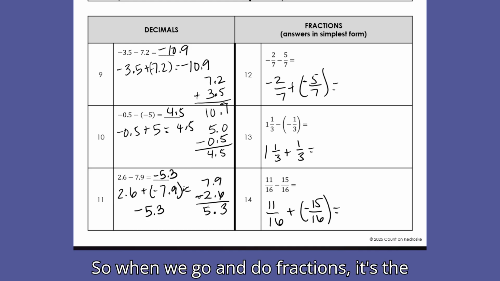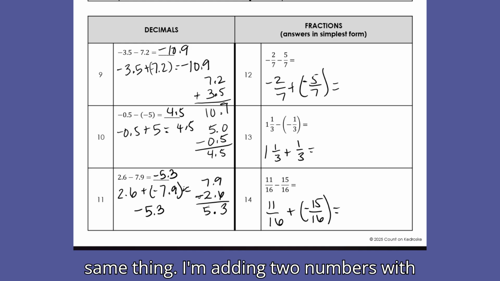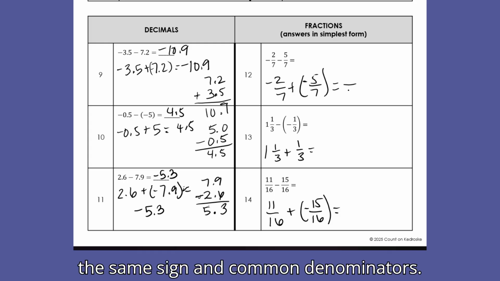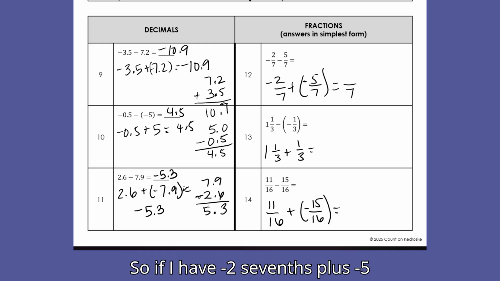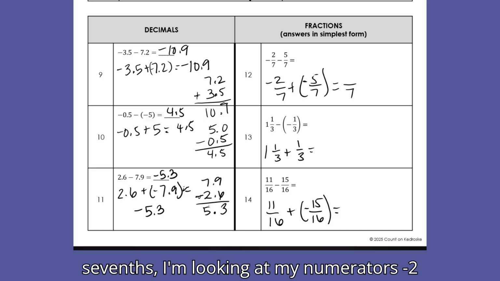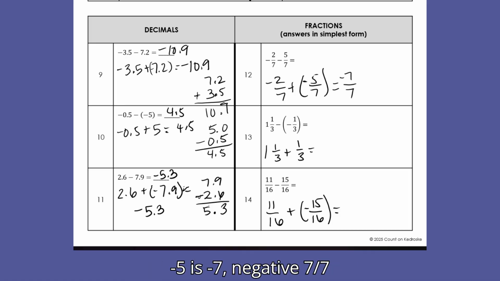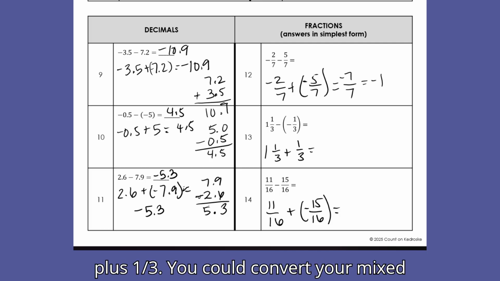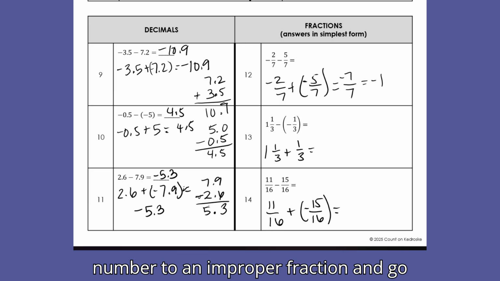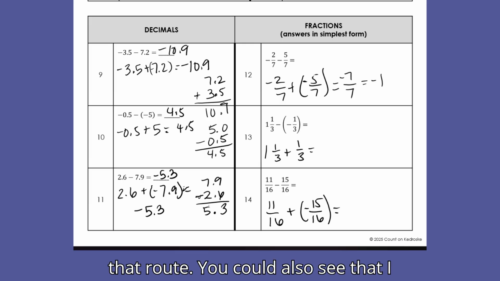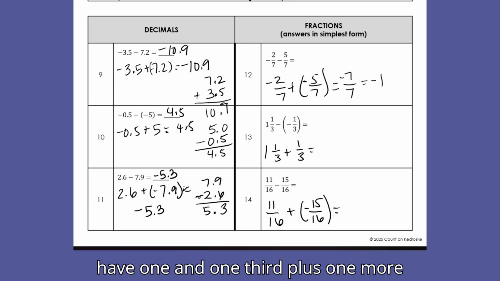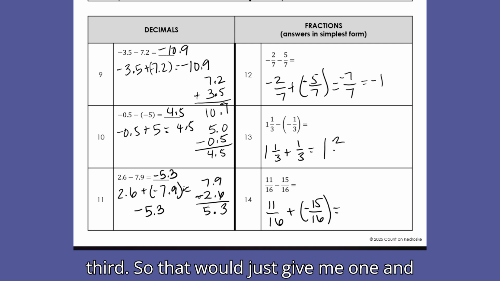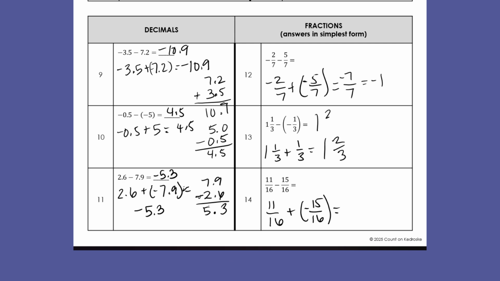So when we go and do fractions, it's the same thing. I'm adding two numbers with the same sign and common denominators. So if I have negative 2 sevenths plus negative 5 sevenths, I'm looking at my numerators. Negative 2 plus negative 5 is negative 7. Negative 7 sevenths is negative 1. If I look at 13, I have 1 1/3 plus 1/3. You could convert your mixed number to an improper fraction and go that route. You could also see that I have 1 1/3 plus 1 more third. So that would just give me 1 2/3 as my answer.